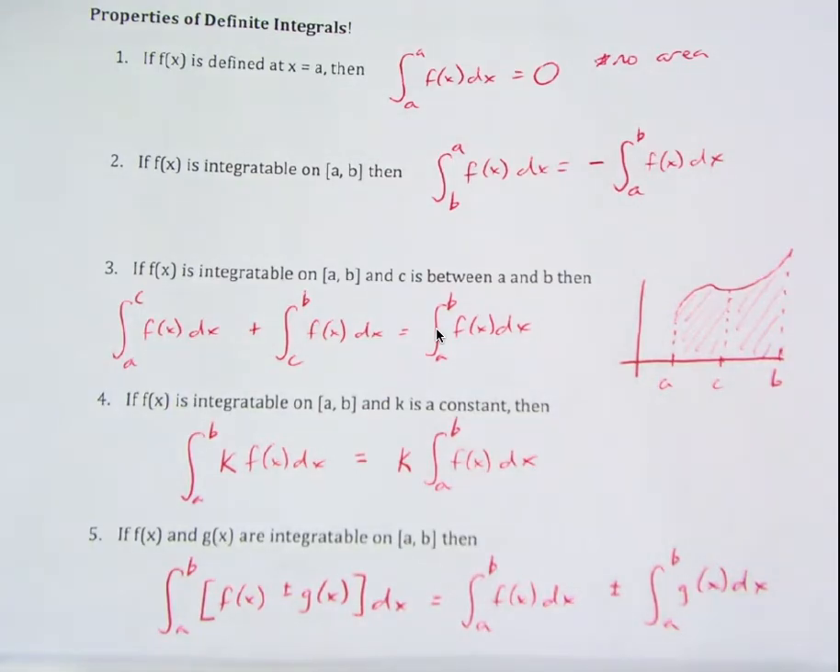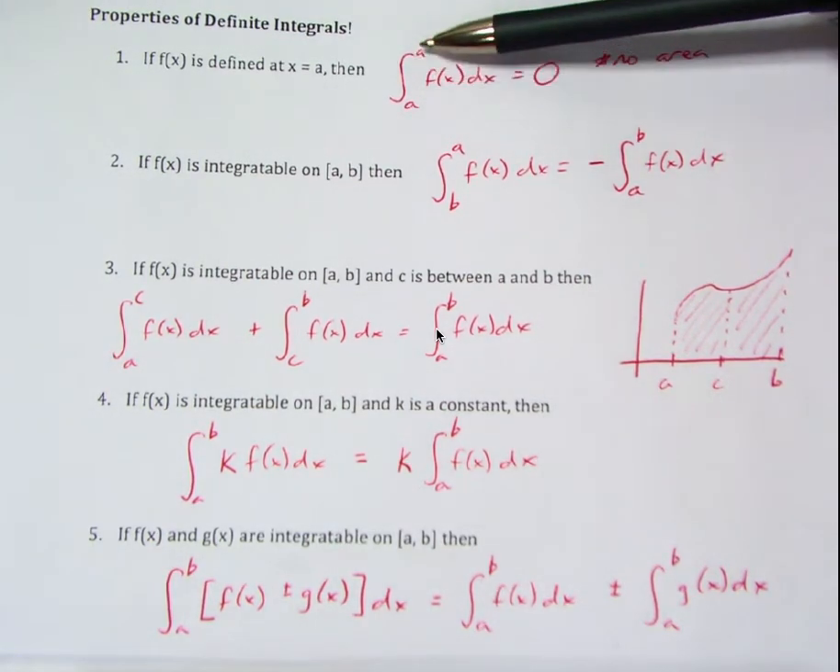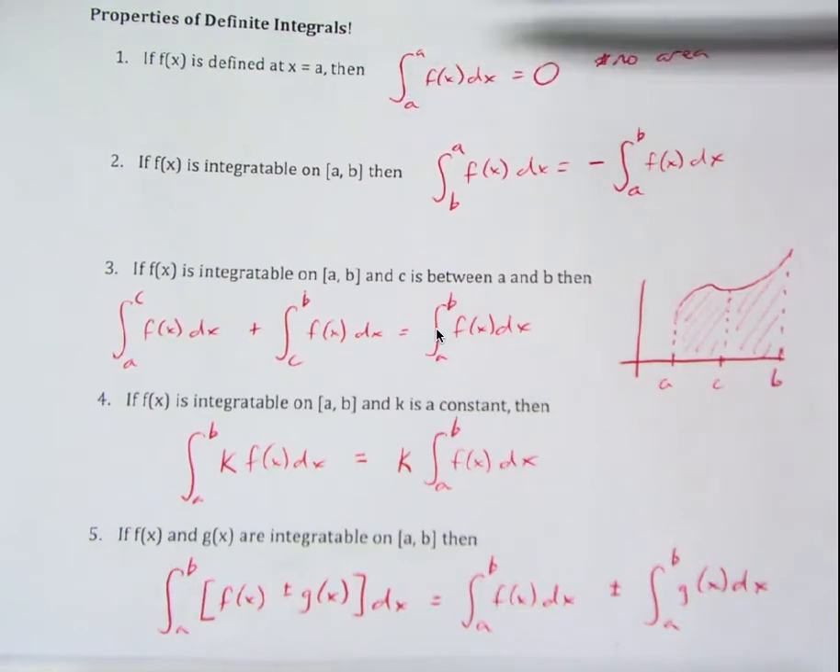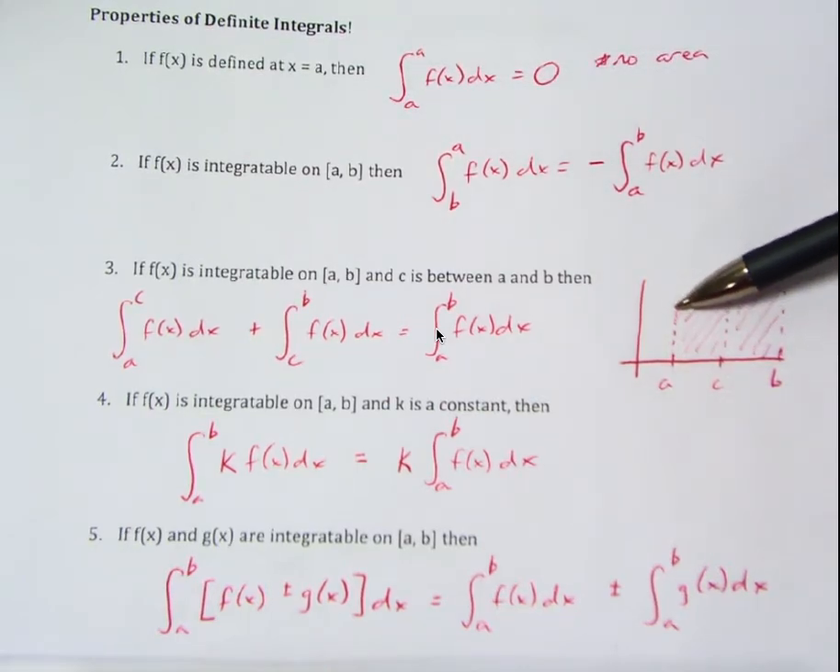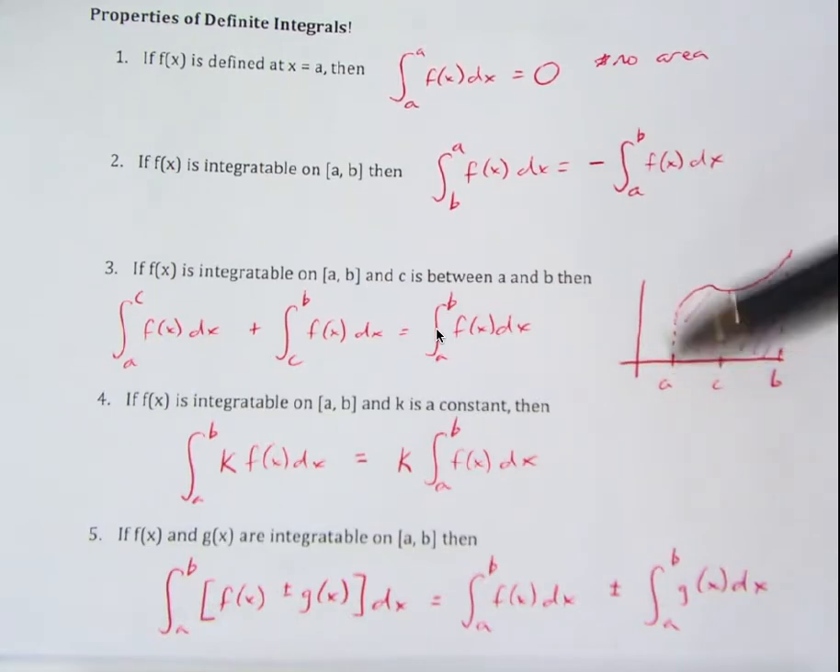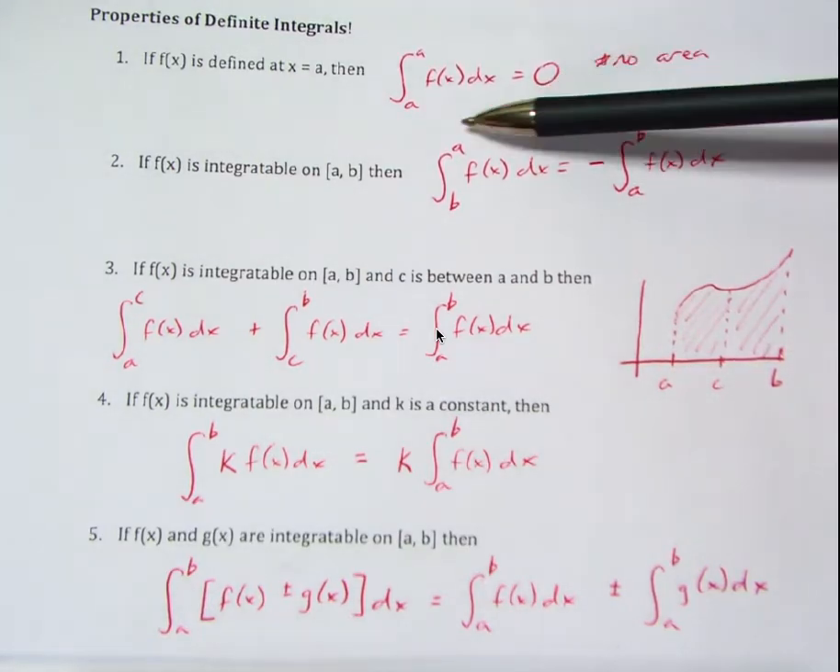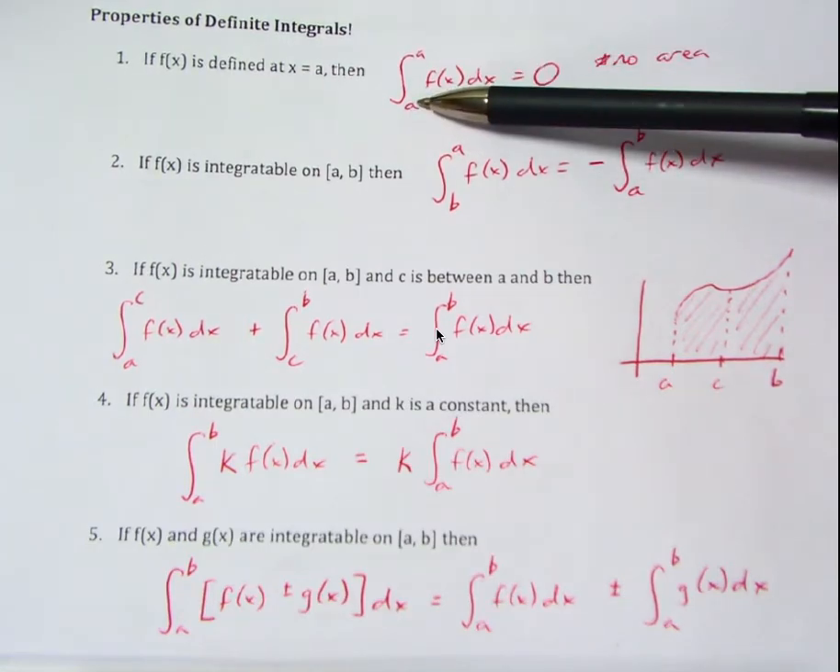Okay, so just some real quick explanations of these. This first one's kind of a no-brainer. If your lower limit and upper limit are the same, so like if you're integrating, if your span is from A to A, then there is no area. You just have a vertical line, so your area would be 0. So it's kind of a no-brainer. This doesn't really show up very much.